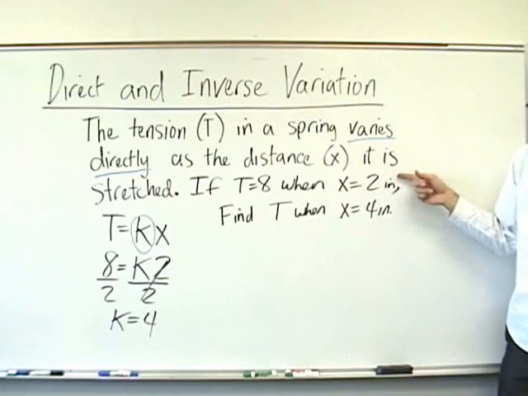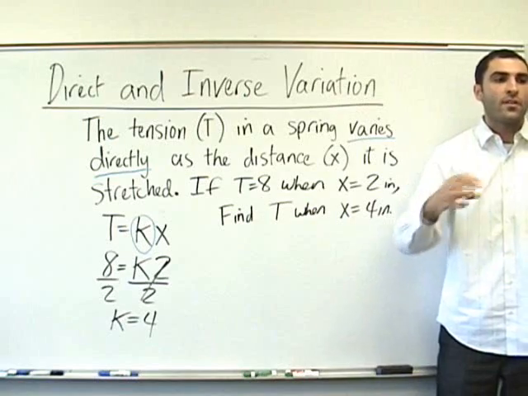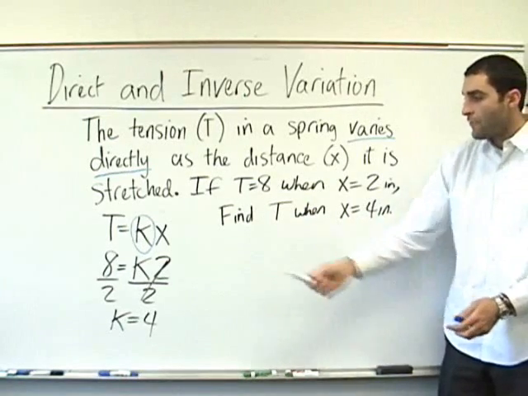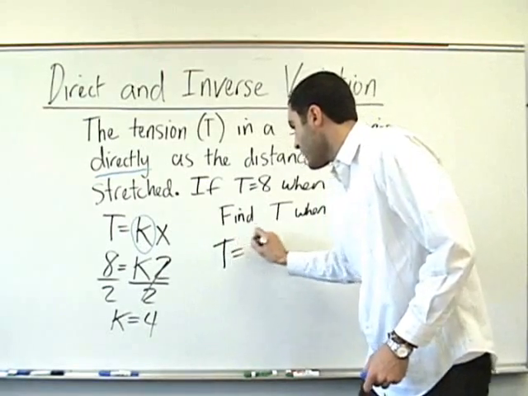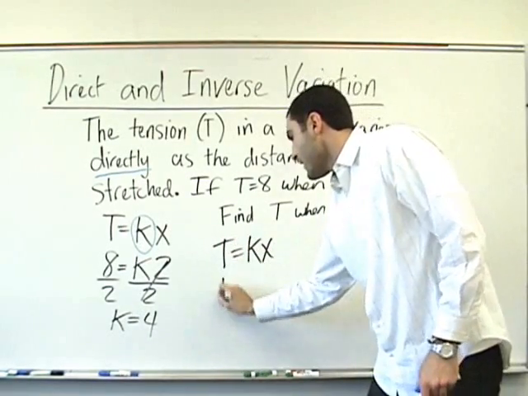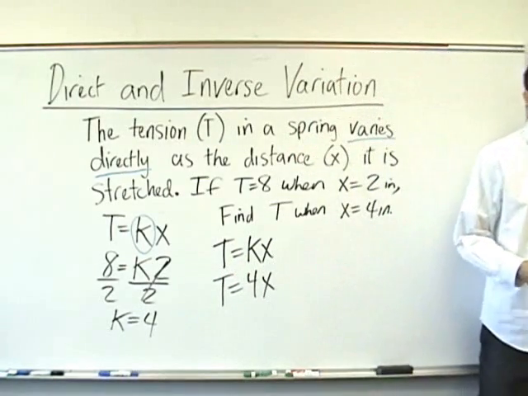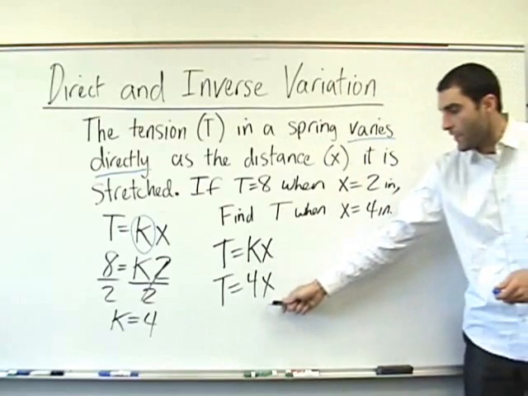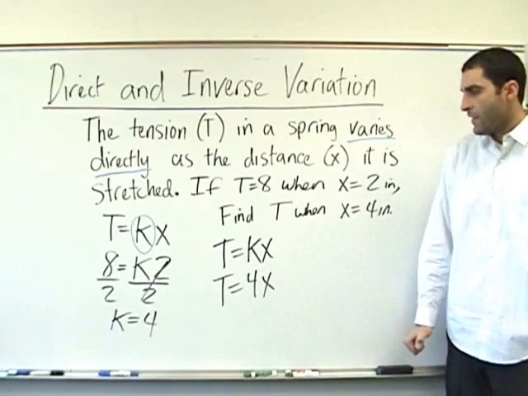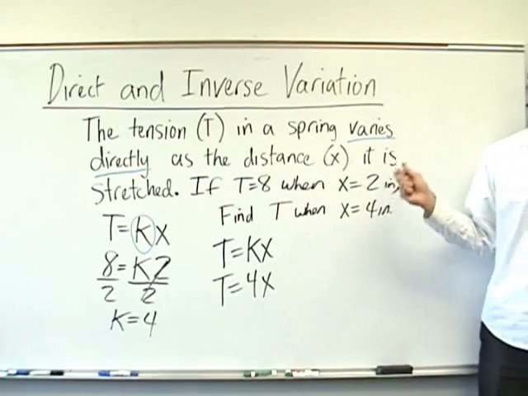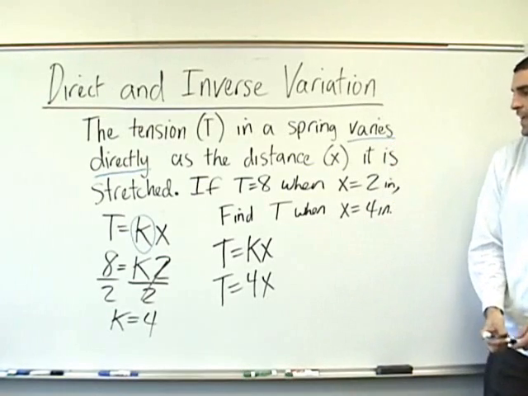So we plug in our first scenario to determine what k is. So now we have k. The constant is 4. 4 is not going to change. And now from here, we rewrite the equation. T equals kx, but t equals 4x. So we have our new equation with a constant known. Is that a question? No? Okay. Now it's saying, find t when x is 4. So plug 4 into x. We're done.